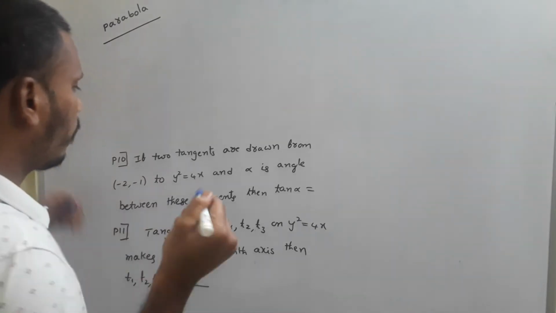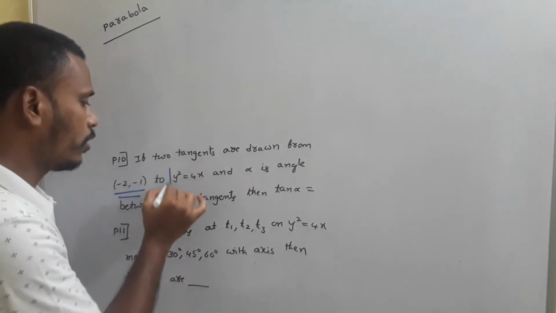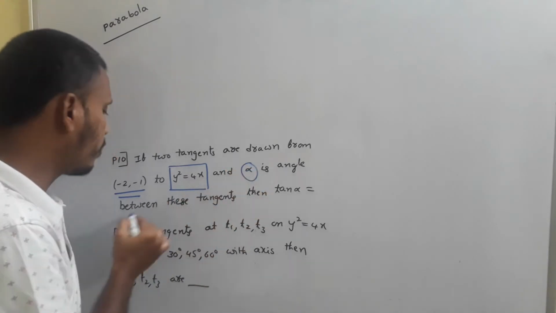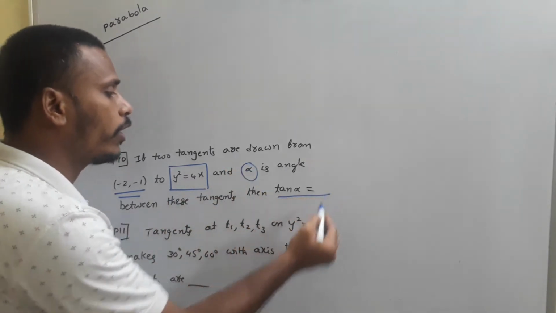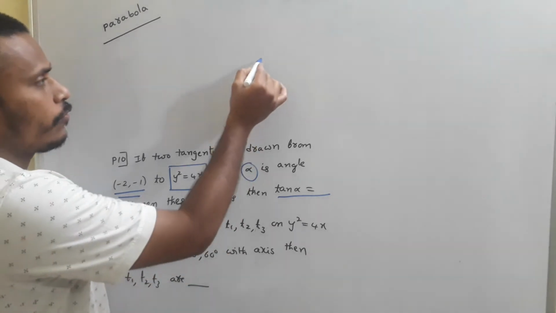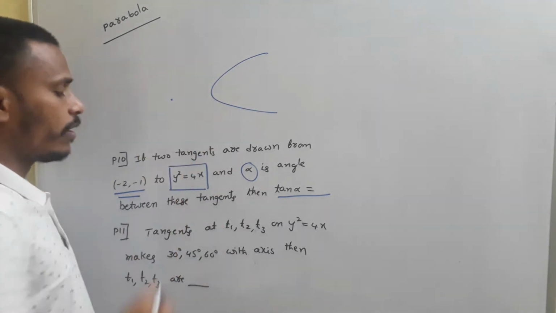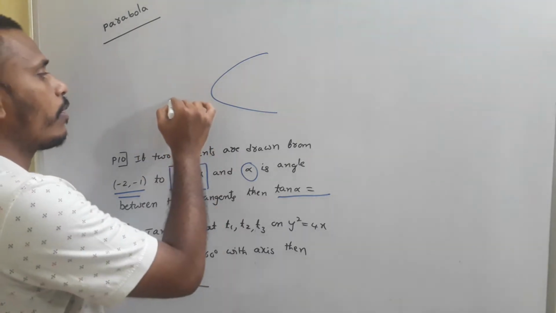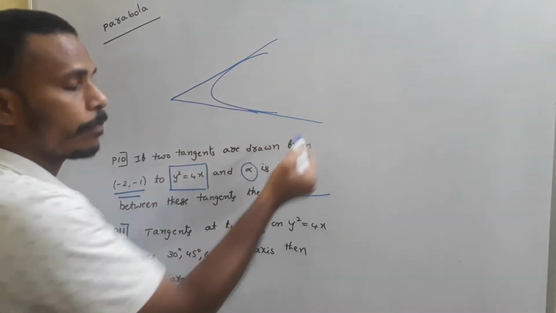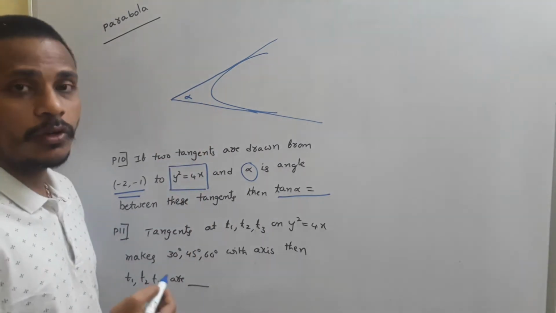Next problem, the 10th problem. If two tangents are drawn from minus 2 comma minus 1 to the parabola y square is equals to 4x, and alpha is the angle between these tangents, we need to find out tan alpha. See, very simple actually. If you observe the situation, y square is equals to 4x is like this, and from somewhere we have minus 2 comma minus 1. From this point we are sketching two tangents for this parabola, and alpha is the angle between these two tangents, and we need to calculate alpha.